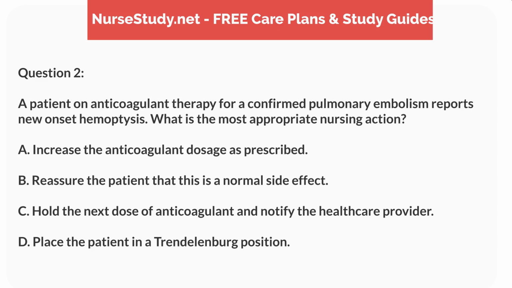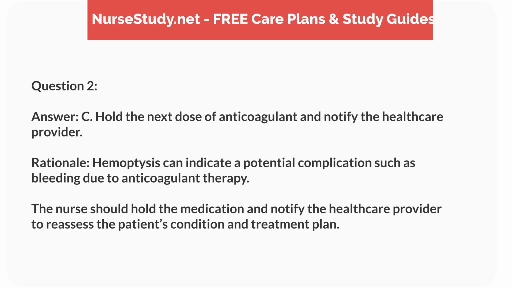What is the most appropriate nursing action? A. Increase the anticoagulant dosage as prescribed. B. Reassure the patient that this is a normal side effect. C. Hold the next dose of anticoagulant and notify the healthcare provider. D. Place the patient in a Trendelenburg position. Answer. C. Hold the next dose of anticoagulant and notify the healthcare provider.